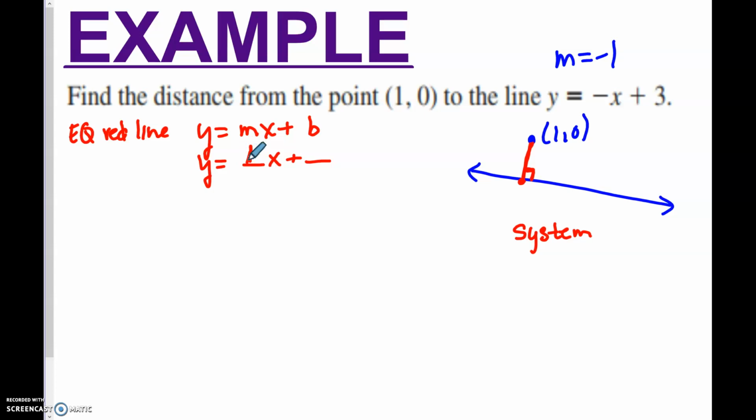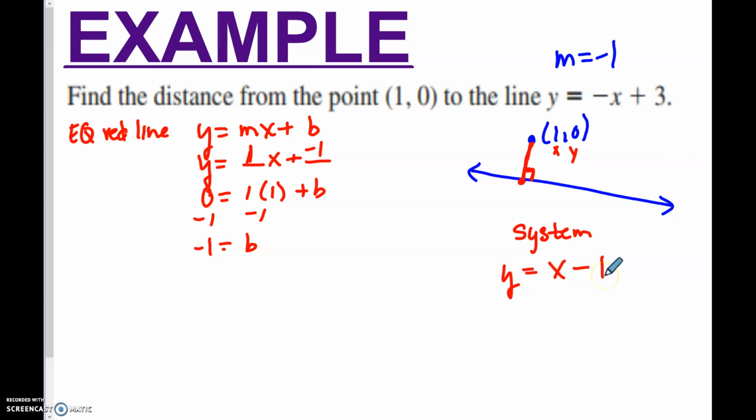Now, what is a point that we absolutely know is on this? Now, you cannot say that this y-intercept is 1. Remember, in that last example, it was (0, 1), so that the x value was 0. Here, we're going to substitute the x value and the y value, so it looks like we have 0 equals 1 times 1 plus b. So I'm going to subtract 1 from both sides, so it looks like my y-intercept is going to be -1. So I have this red equation that is y equals x minus 1, and I have this blue equation of y equals minus x plus 3.